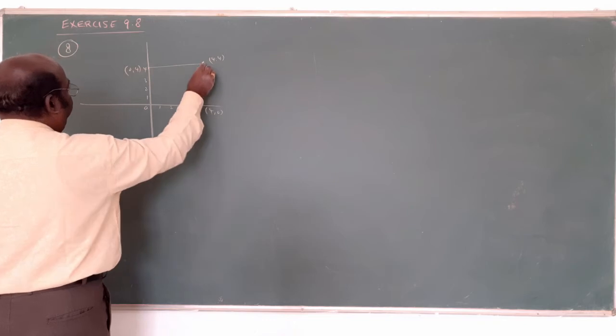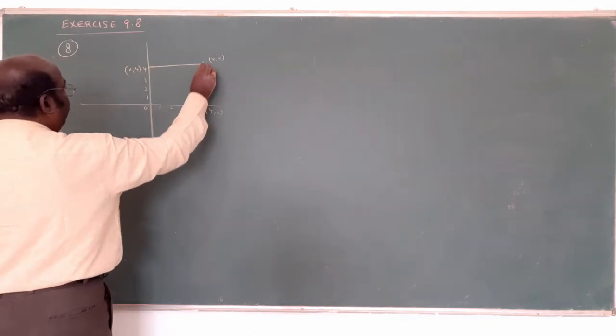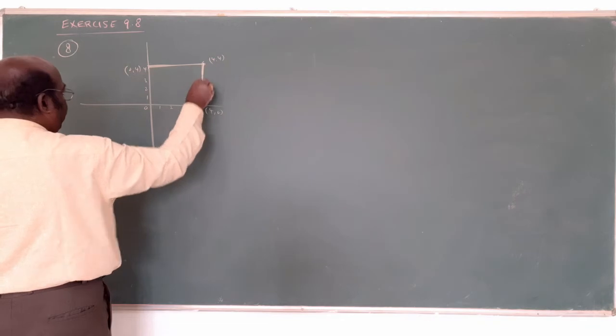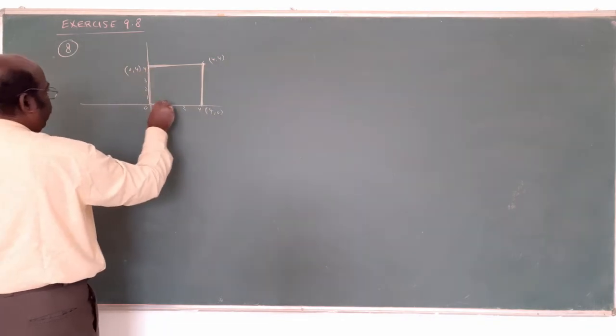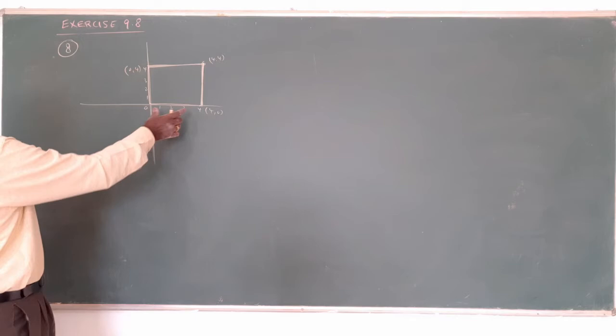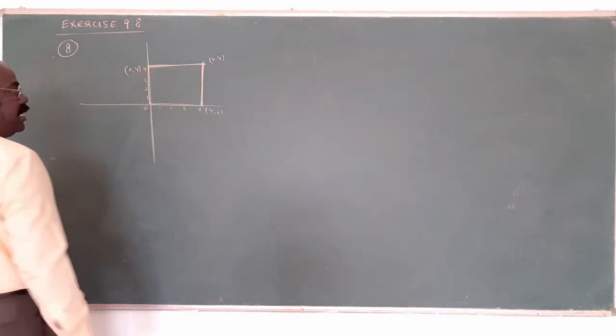This is one square field. Listen here, very important. This is the square field. Area of the square, what is the formula? A equals side squared, so 4 into 4 is 16.